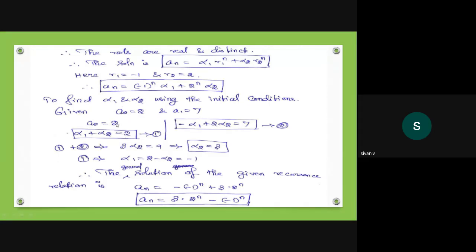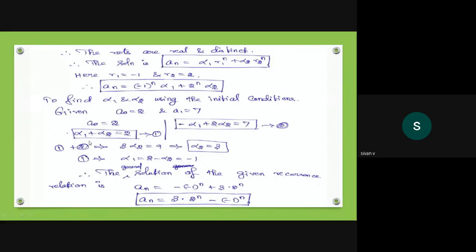Because a0 equals 2. Let's substitute the next value, a1 equal to 1. a1 equals (minus 1) power 1 into alpha 1 plus 2 power 1 alpha 2 equals 1. So after substituting these initial values, alpha 2 becomes minus alpha 1 plus 2 alpha 2 equals 7. Now we have equations in terms of alpha 1 and alpha 2: alpha 1 plus alpha 2 equals 2 and minus alpha 1 plus 2 alpha 2 equals 7.